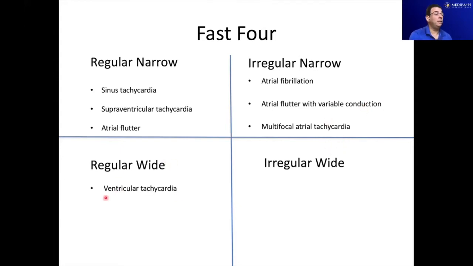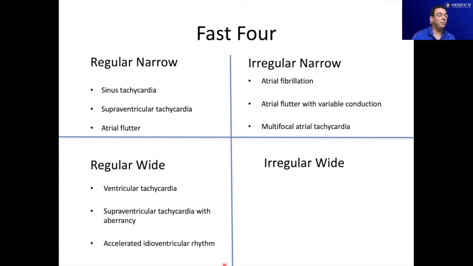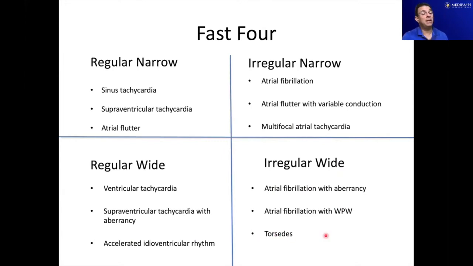Wide complexes are only going to be three things if they're regular: ventricular tachycardia, a supraventricular tachycardia with aberrancy, and aberrancy just means the electrical activity going through the ventricles is going at a slower than normal or abnormal rate. And an accelerated idioventricular rhythm, meaning that there's no sinus rhythm and the electrical activity is only coming from the ventricles. And then irregular wide, which could be something like atrial fibrillation with aberrancy, similar to supraventricular tachycardia with aberrancy but irregular, or atrial fibrillation with an associated WPW, or Torsades, which we'll talk about.